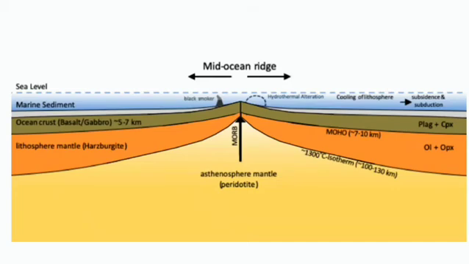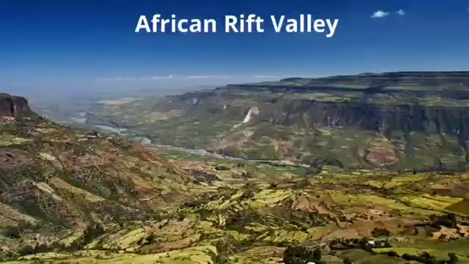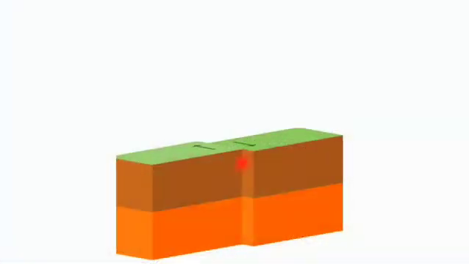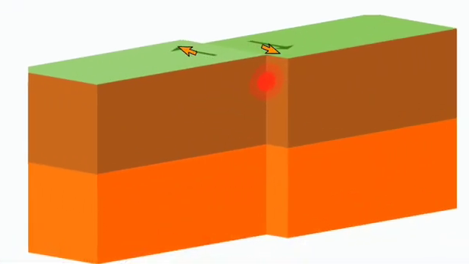Most of these divergent boundaries are located on the ocean floor. However, rift valleys may also form where the continents are separated by plate movement. And finally, transform boundaries occur where 2 plates move past each other horizontally.